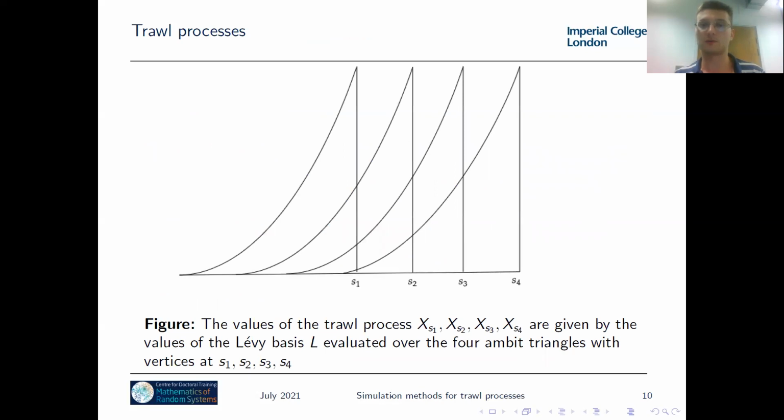This is an illustration of a trawl process. In the following, we have that the ambit set is given by this curvilinear triangle, translated by, say, s1 units, s2 units, s3 units, and s4 units on the time axis. Then the values of the trawl process are given by the Levy basis evaluated over these curvilinear triangles.